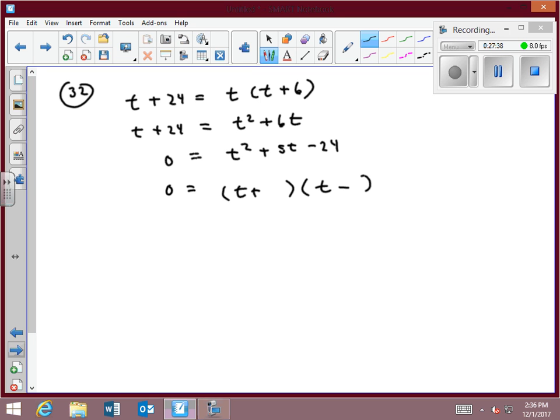Eight and 3, right? So which sign? The 8 is positive, and the 3 is negative. So now we're ready to apply the principle. t plus 8 equals 0, or t minus 3 equals 0. So t equals negative 8, or t equals 3.